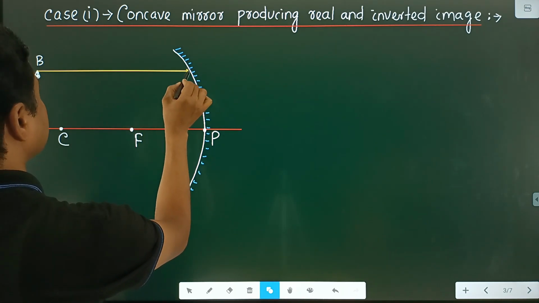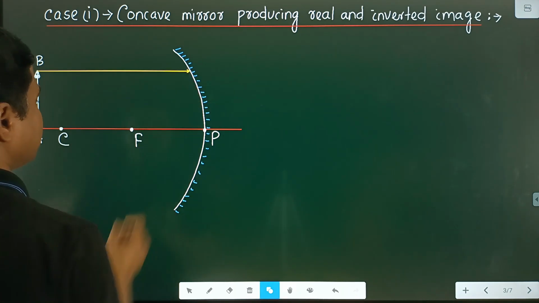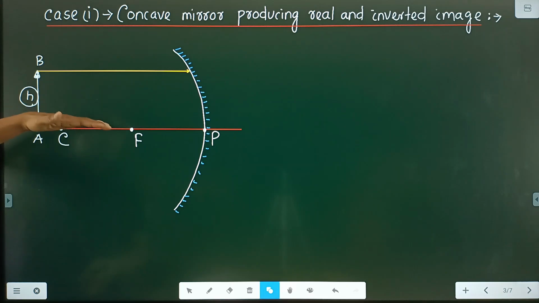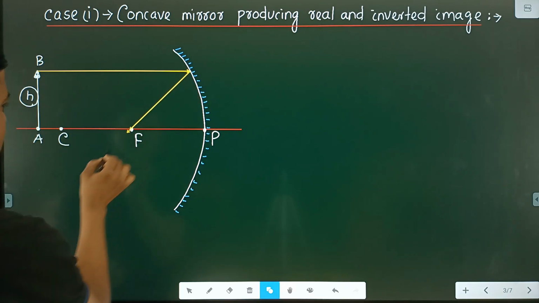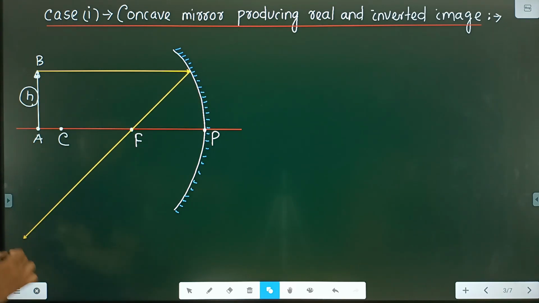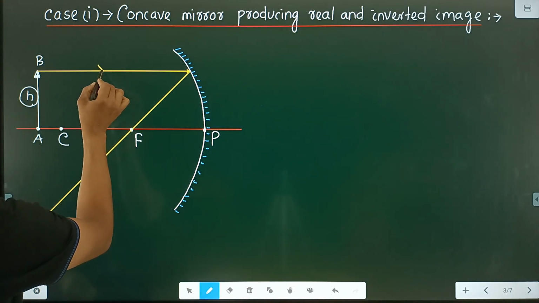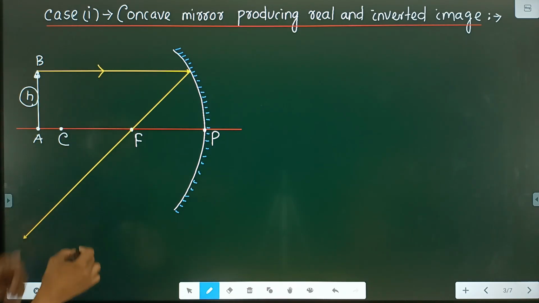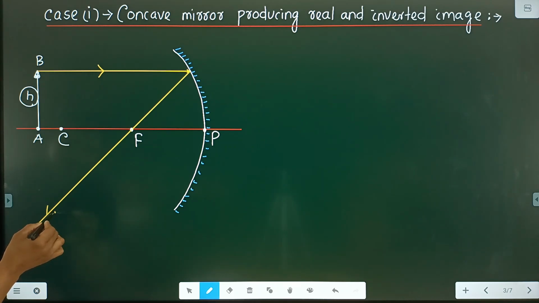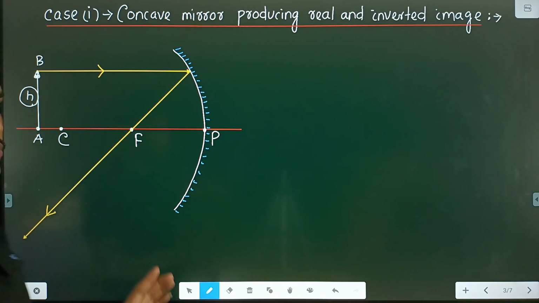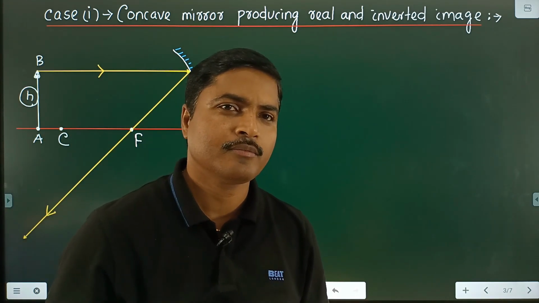First incident ray, that is parallel to the principal axis. If the incident ray is parallel to the principal axis, you know after reflection the ray must be passing through the focus. Clear? That means if the incident ray is parallel to the principal axis, this is the reflected ray. The reflected ray must pass through the focus, you know that.